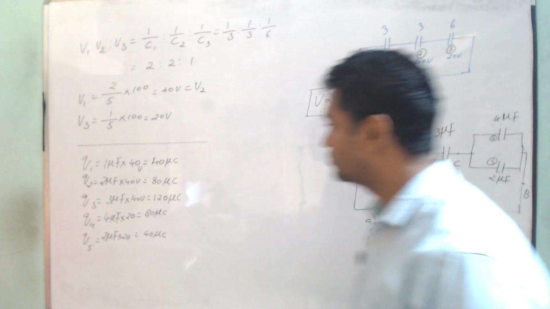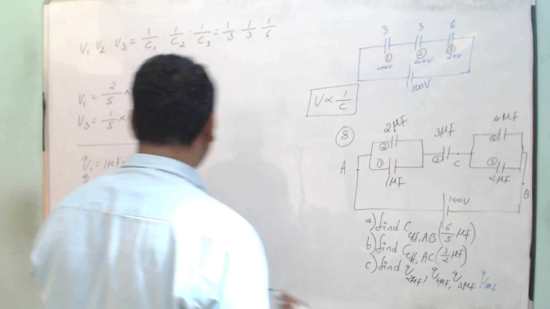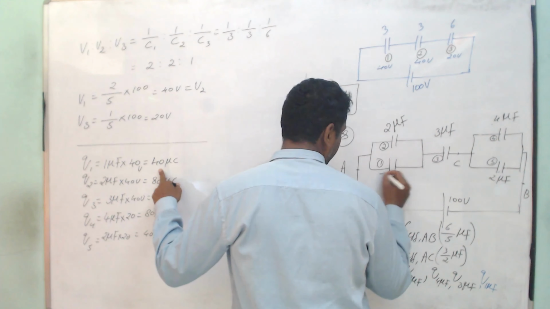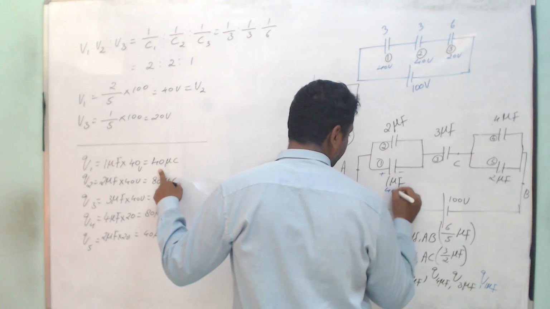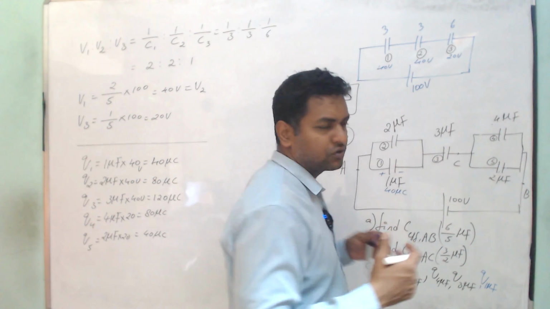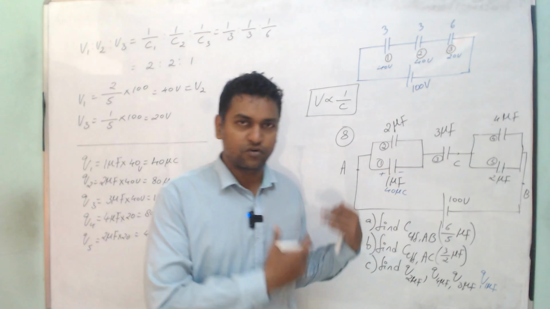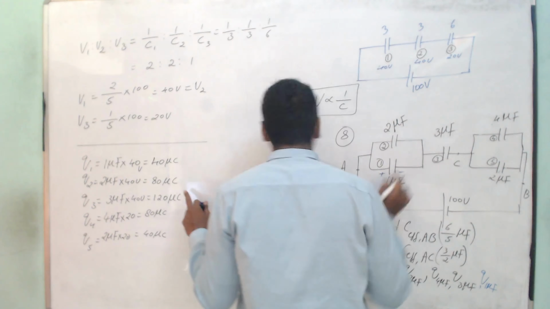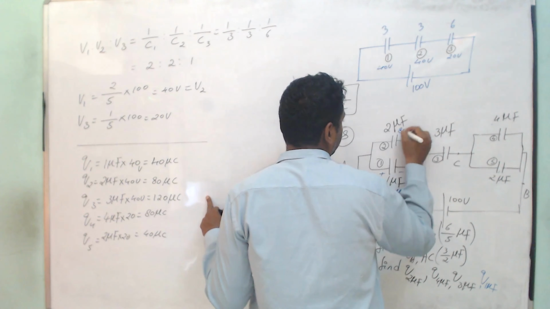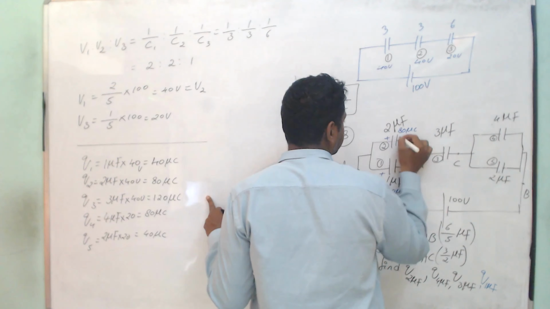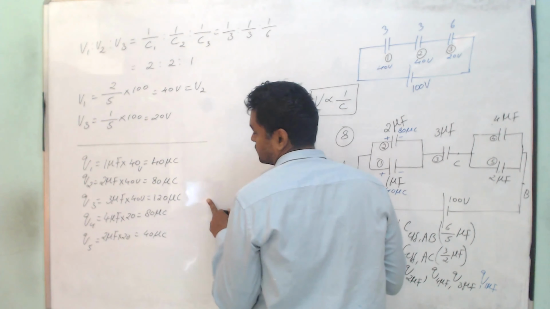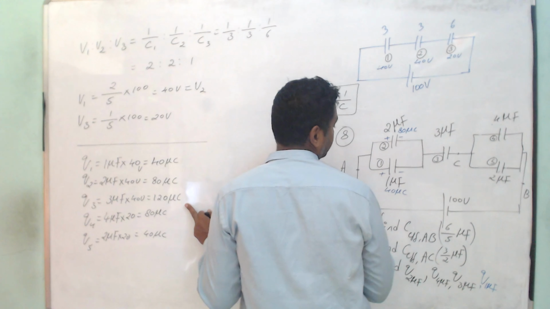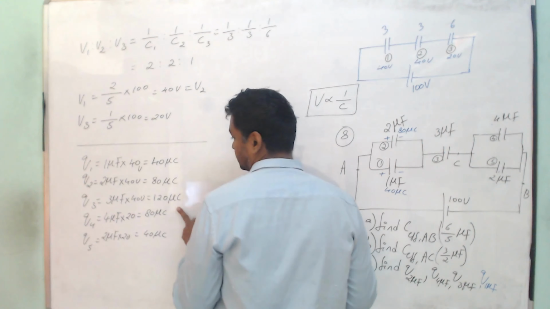Now, what is Q1? Q1 is 40 microcoulomb. Yes, sir. So positive charge here, negative charge here: plus 40 microcoulomb, minus 40 microcoulomb. Understood? Then 80 microcoulomb, positive charge here, negative charge here. Correct? Then 120 microcoulomb.